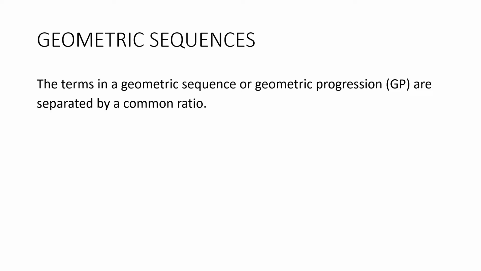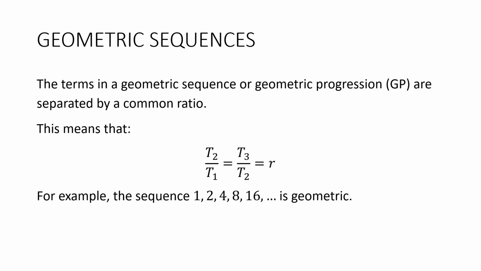Okay, geometric sequences. The terms in a geometric sequence or a geometric progression are separated by a common ratio rather than a common difference. So instead of adding or subtracting the same amount each time, we are multiplying. And to find that common ratio, we can do term 2 divided by term 1 or term 3 divided by term 2. This sequence, 1, 2, 4, 8, 16, is geometric. See, 2 divided by 1 is the same as 4 divided by 2 is the same as 8 divided by 4. Now we can use this formula to work out the common ratio, but it's pretty obvious to see that we're multiplying by 2 each time, and that is the common ratio.